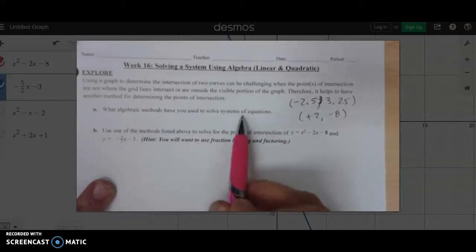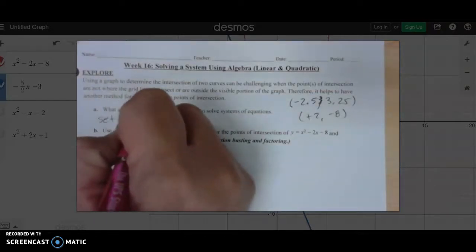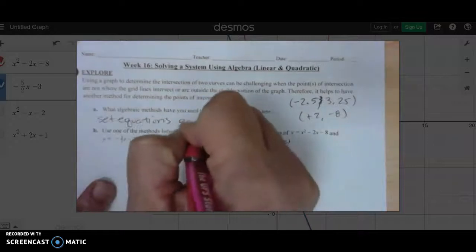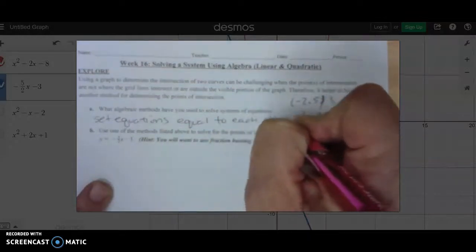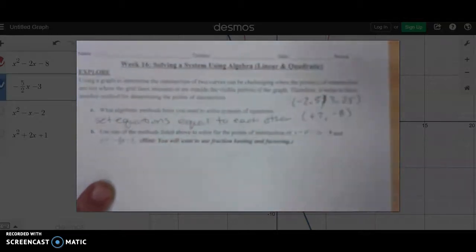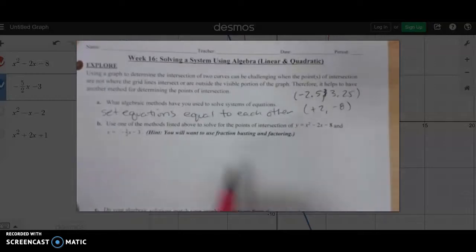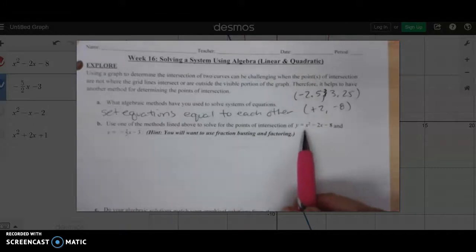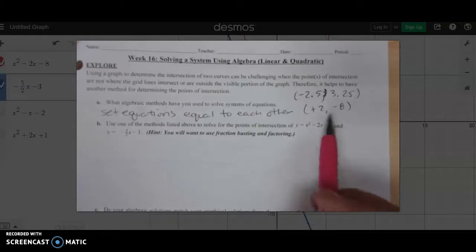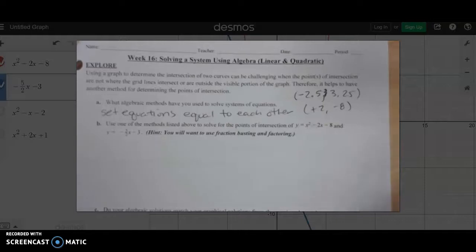So what methods have we used to solve? We set the equations equal to each other. We've also done substitution and some other things. So we're going to use one of the methods. We're going to set them equal to each other and solve. The only difference between this and the previous solving systems is we didn't have a quadratic or something with a squared. We just had two lines that we set equal to each other.